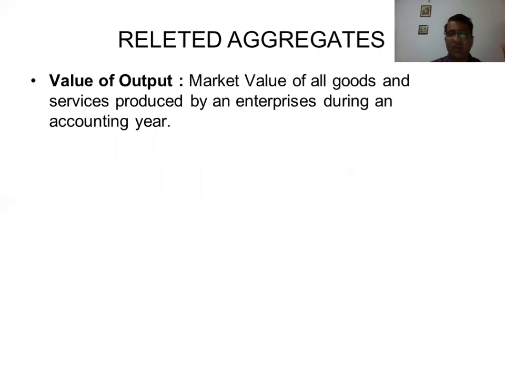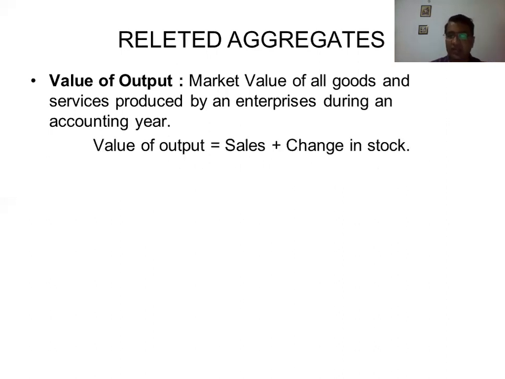First of all, the value of output. When we calculate national income by the value-added method or product method, we need the value of output. Value of output means the market value of all goods and services produced by an enterprise during an accounting year. So when we calculate national income, first we need the value of all goods and services produced by an enterprise during an accounting year. The total of this is called the value of output.